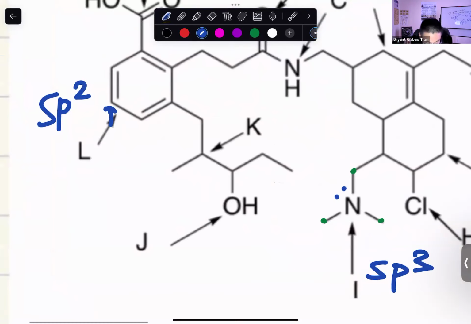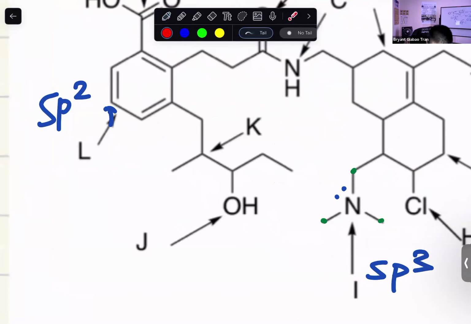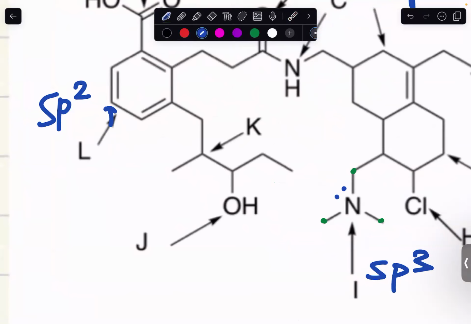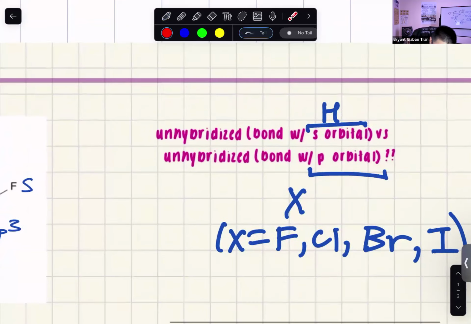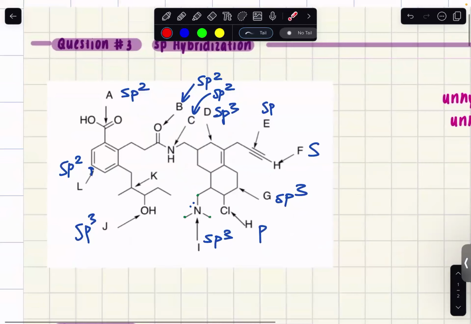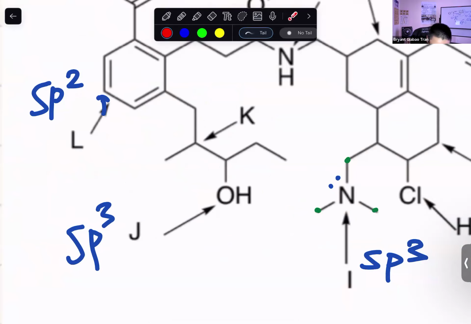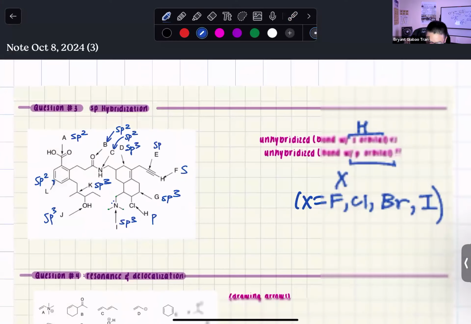What about J? Would that be unhybridized as well? Oh no, sorry, that would be sp3. Yep, sp3. The unhybridized ones are going to be the hydrogens and the halogens. Hydrogen is an unhybridized s orbital. The halogens are unhybridized p orbitals. Oxygens are hybridized, and in this case, this oxygen is sp3 hybridized. And then K is going to be sp3.